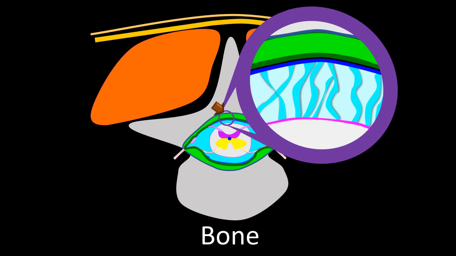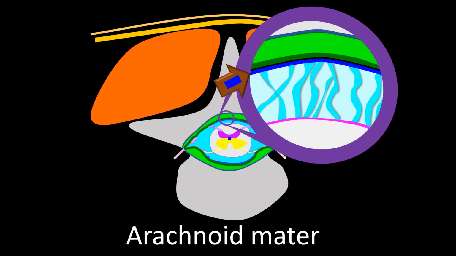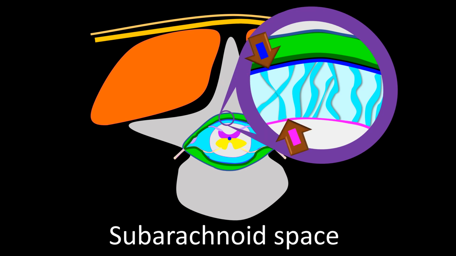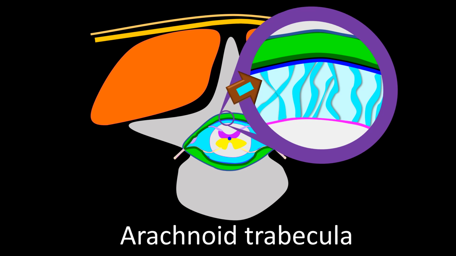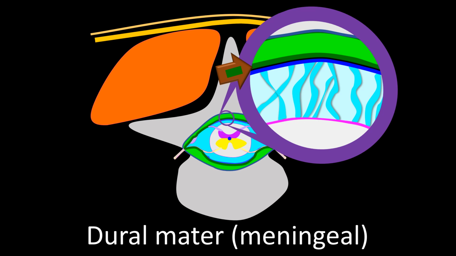Now the arrow is pointing to the bone corresponding to the spinous process in the original figure and now in the enlarged figure. Now I am indicating the pia mater. Notice that the color of the rectangle matches the color of the line representing the pia. Now I am indicating the arachnoid mater. The space enclosed by the arrows is the subarachnoid space. This space is filled with cerebrospinal fluid and traversed by arachnoid trabeculae. The dark green line represents the meningeal dura.